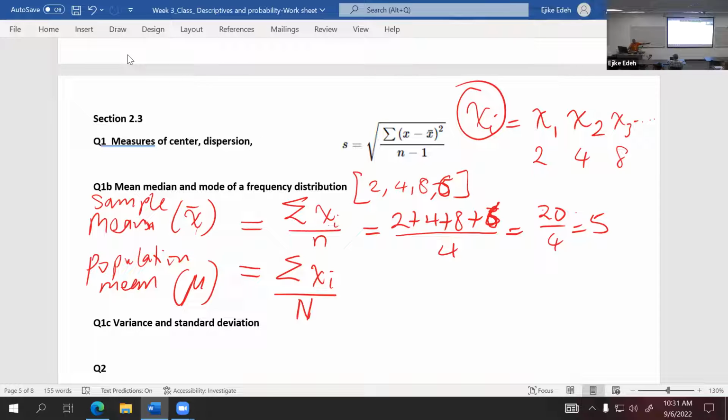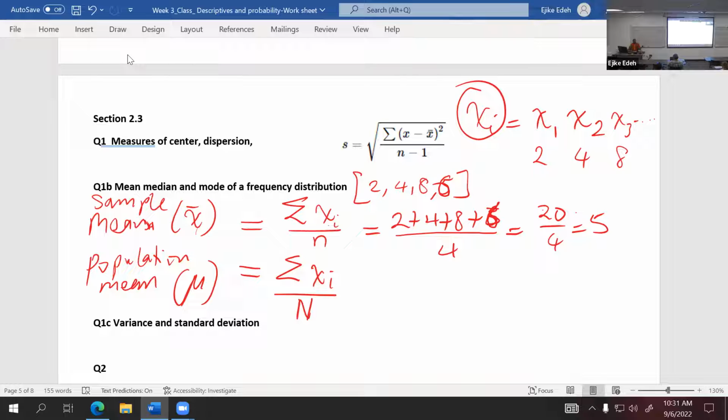Right, so the population will be everybody. So let's say, for example, I want to do research in this class, everybody in the class makes up the population because I'm interested in just this class alone, right? But if I want to take a sample out of the class, then I can select some people to make it my sample, right?